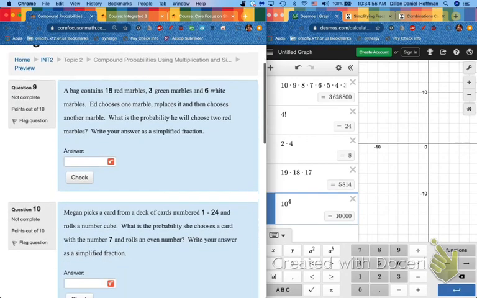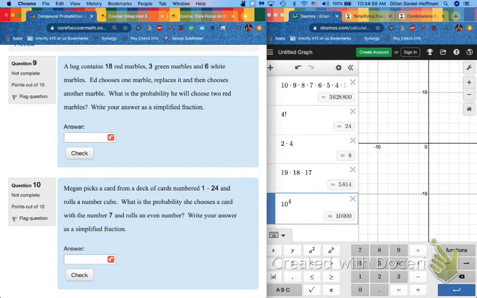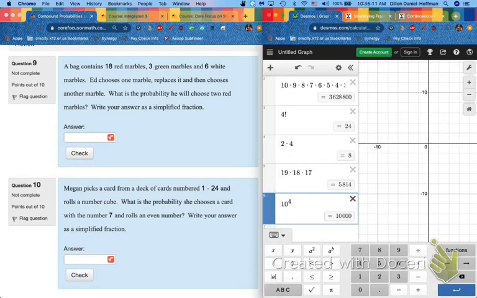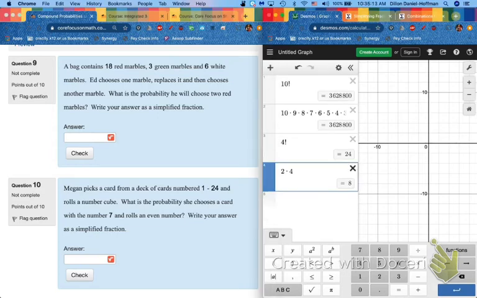Okay. Number 9. A bag contains 18 red marbles, 3 green marbles, and 6 white marbles. Ed chooses one marble, replaces it, and then chooses another marble. What is the probability, so fraction, he will choose 2 red marbles? Write your answer as a simplified fraction. It straight up tells you. All right, I'm going to close out of all this.